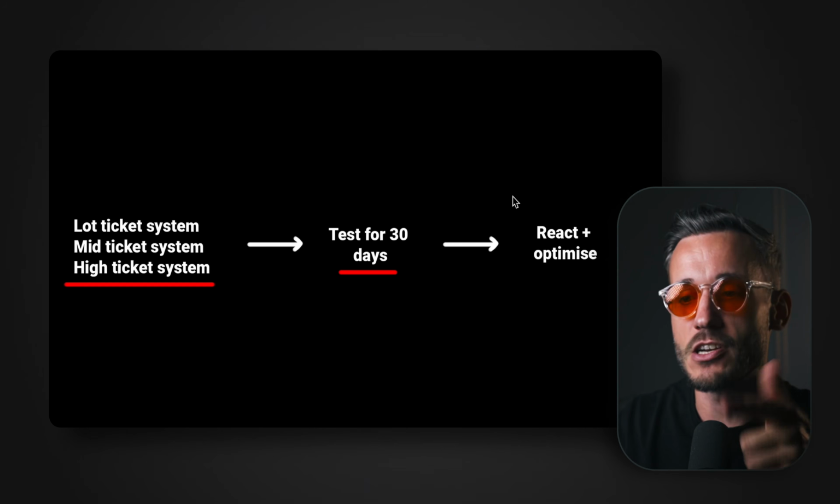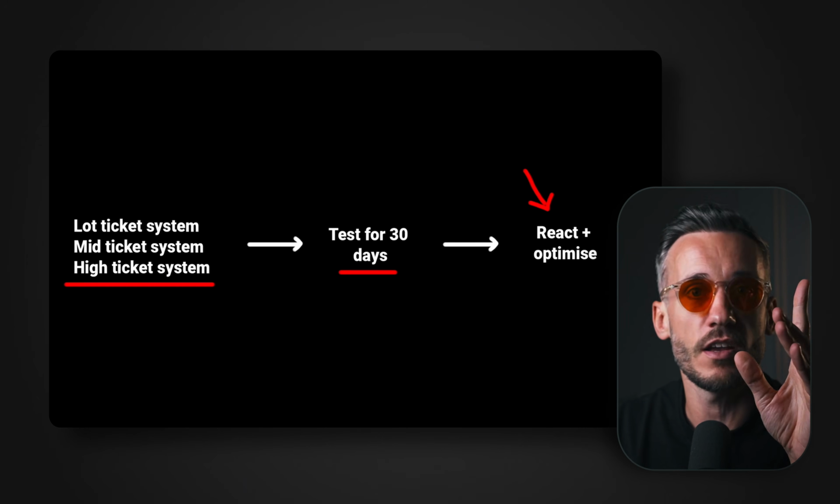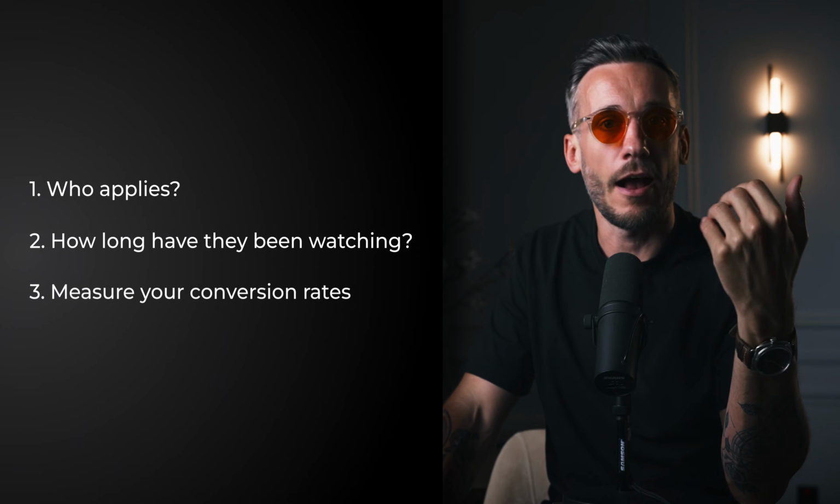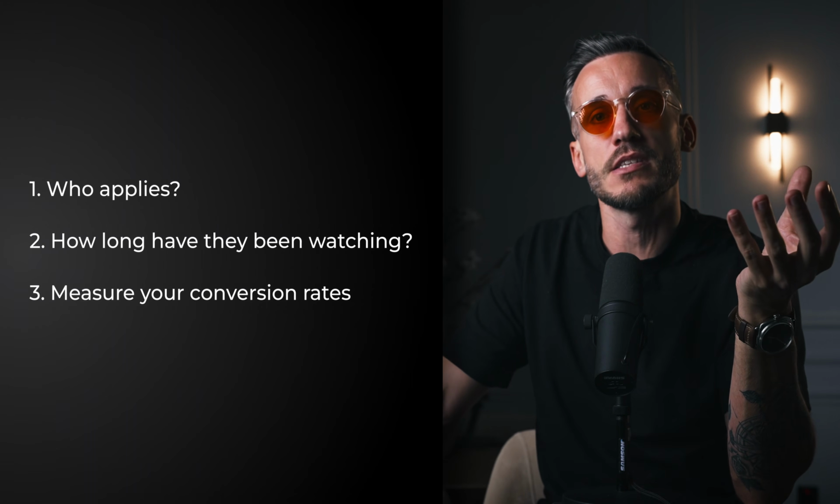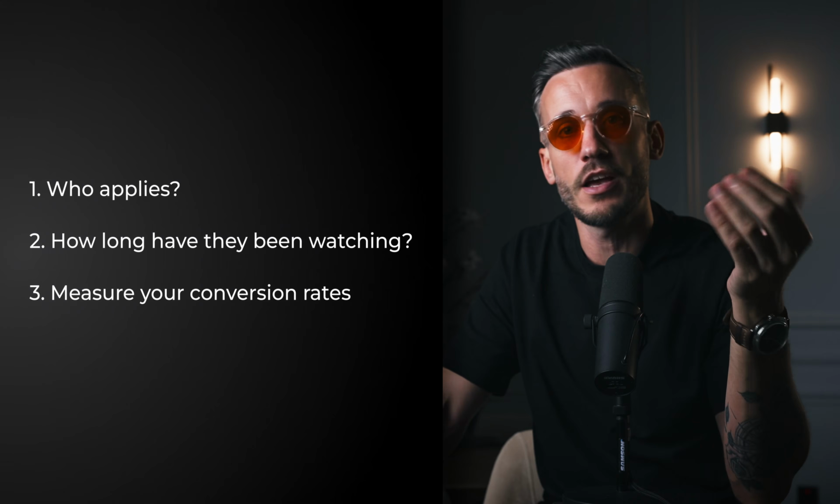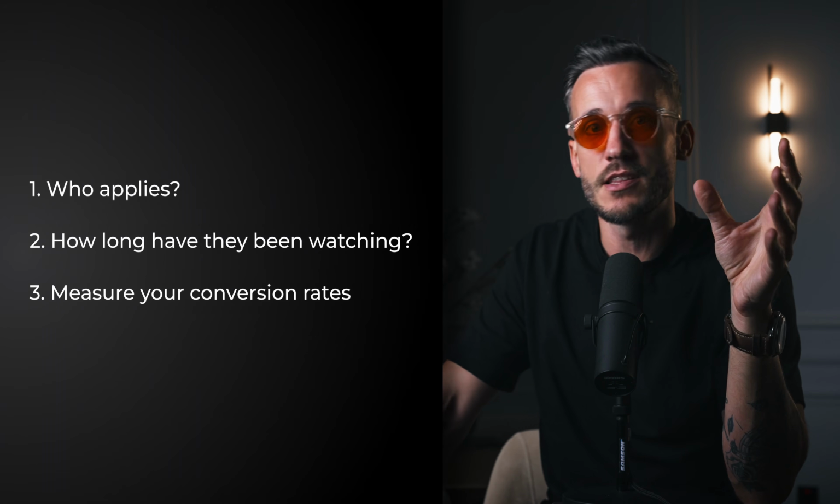Now, whichever system you choose, the most important thing is this: test it during your 30-day sprint and then react to what actually happens before you bolt on anything more complex. So just pick one thing. What you want to do is you want to see who applies, you want to look at how long they've been watching, you want to track how many of those calls or applications lead to sales. And even if you don't hit huge numbers in that 30 days, you'll come out of it with clarity and you'll know what parts are working and what to improve on. And that is the real value of the sprint and this 30-day system.